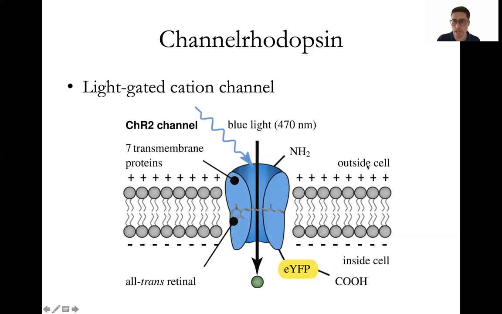So if this is the outside of the cell, and this is the inside of the cell, you can have, in this case, cations rushing into the cell. So you've got positively charged ions rushing into the cell, and that causes a depolarization of the cell, which can ultimately lead to action potential generation in neurons.